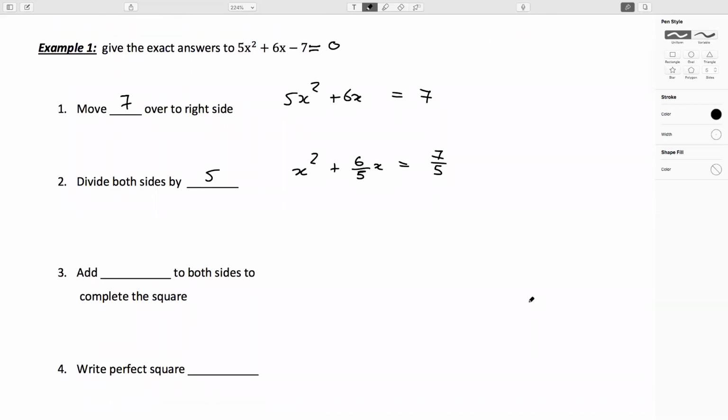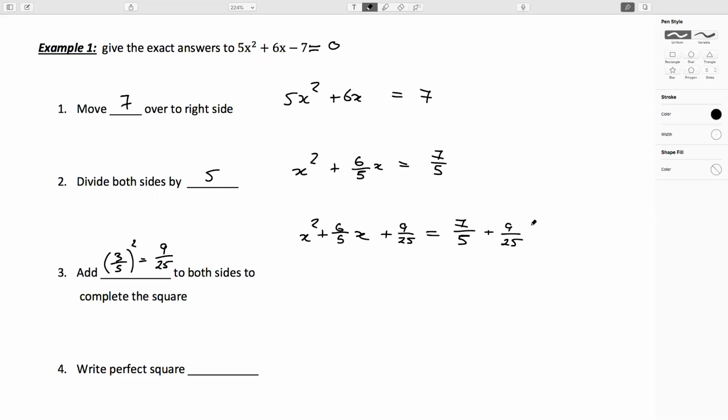And now we have to complete the square. We've got to take b, which is 6 over 5. We've got to divide it by 2 and square it. So 6 over 5, if we divide it by 2, is going to become 3 over 5, or 6 over 10. 3 over 5 squared is going to be 9 over 25. So we have to add 9 over 25 to both sides. x squared plus 6 over 5 x plus 9 over 25 equals 7 over 5 plus 9 over 25.